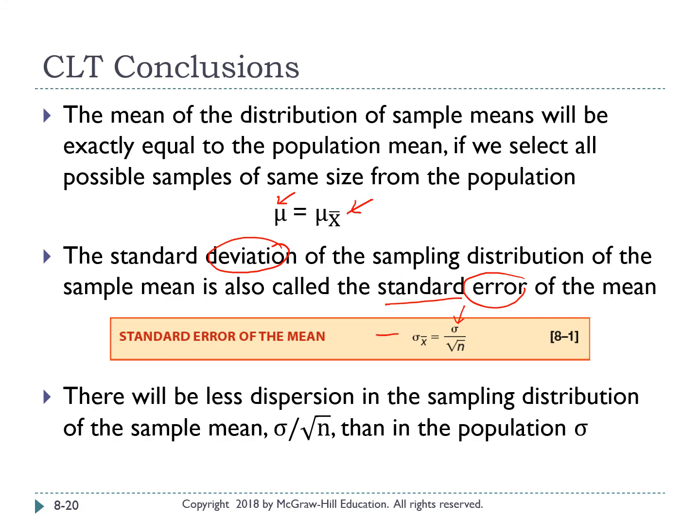So this formula explains to us why there will be less dispersion in the sampling distribution of our sample mean, because when we talk about the population, the deviation or the error is only represented by sigma. However, for the mean, the sigma is divided by the square root of n. So it means that our dispersion, our deviation or variation will become smaller.